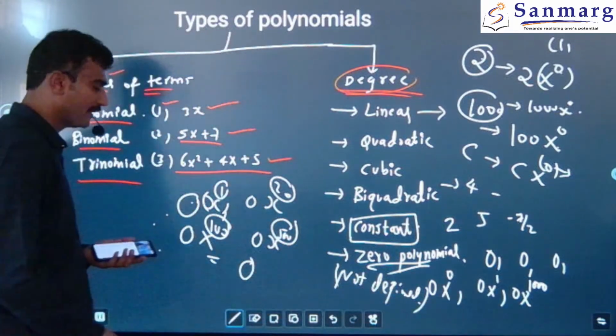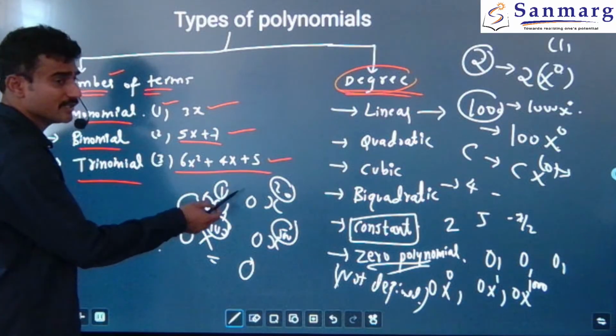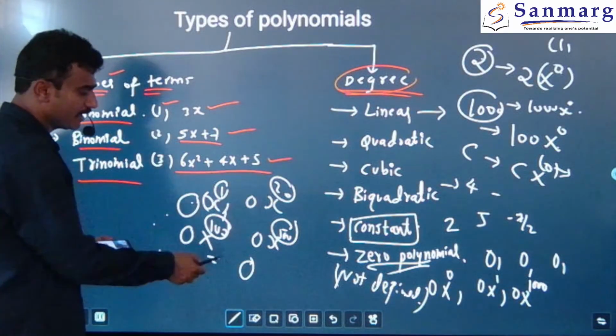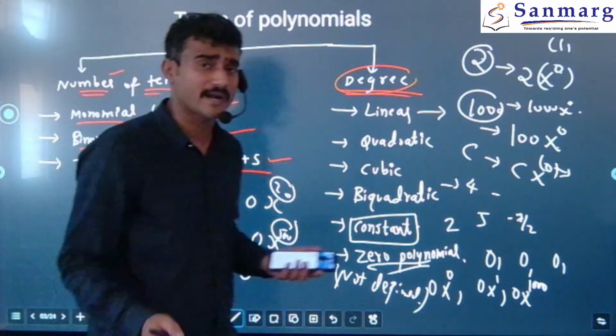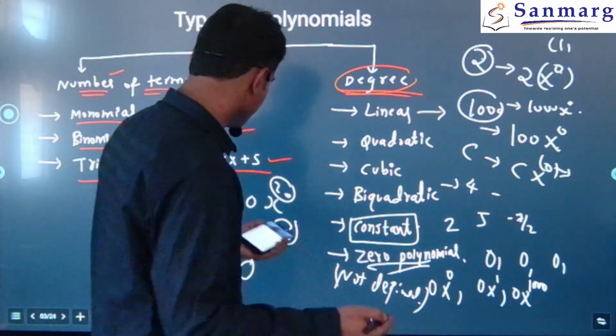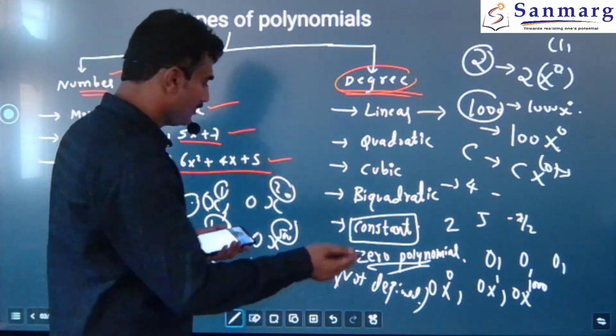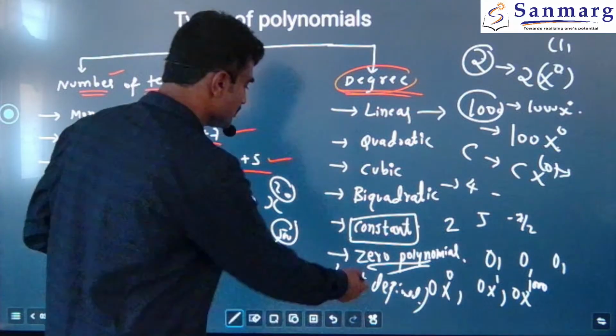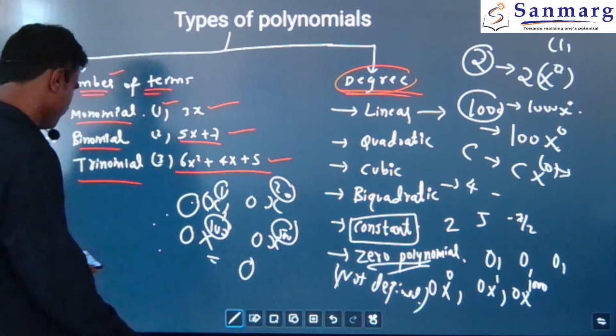Why is it not defined? Because the power of x can be anything. It can be written as 1, it can be written as 20, 100, or 500. Any power of x can be used when the number is 0. Therefore, the degree is not defined for a zero polynomial.